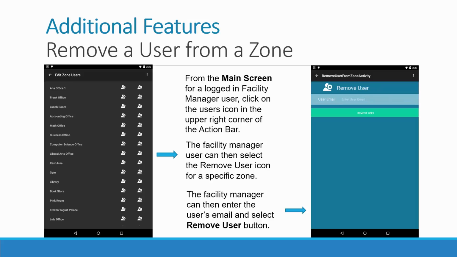Removing a user from a zone. From the main screen for a logged-in Facility Manager, click the user's icon in the upper right corner of the action bar. The Facility Manager can then select the Remove User icon for a specific zone. The Facility Manager can then enter the user's email address and then select Remove User button.